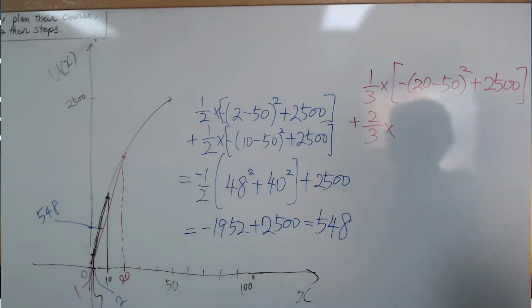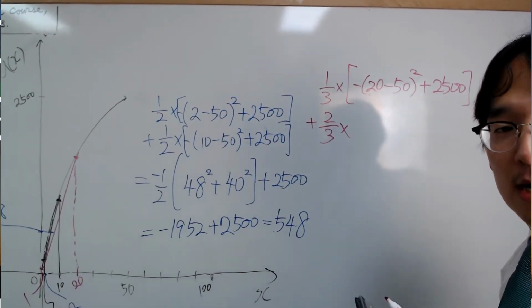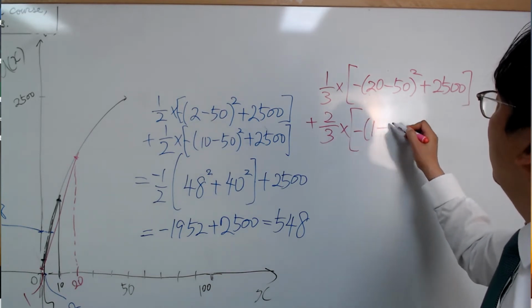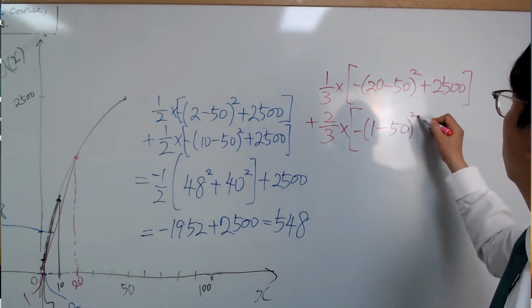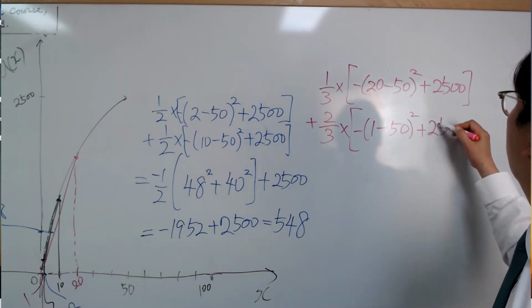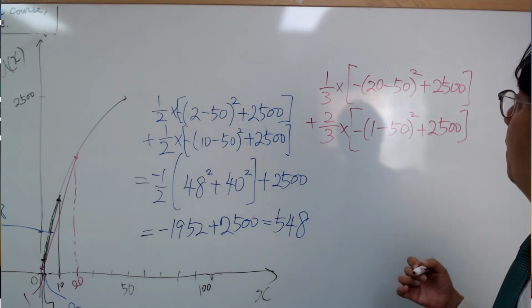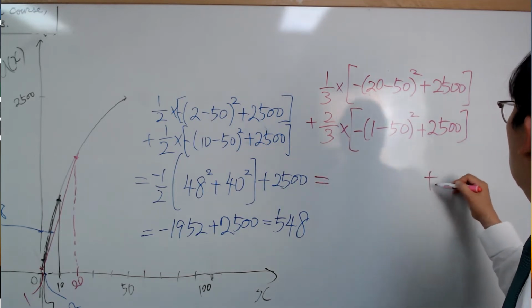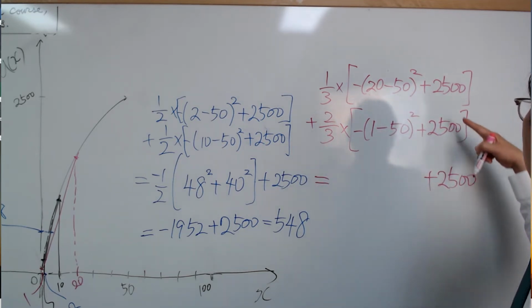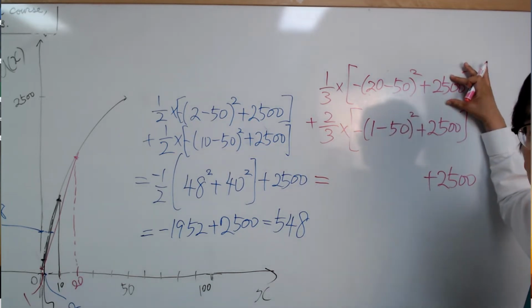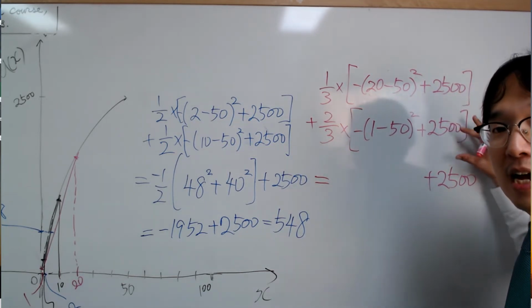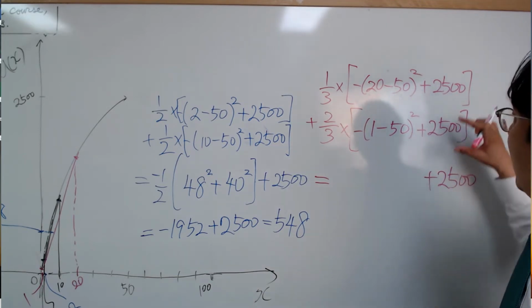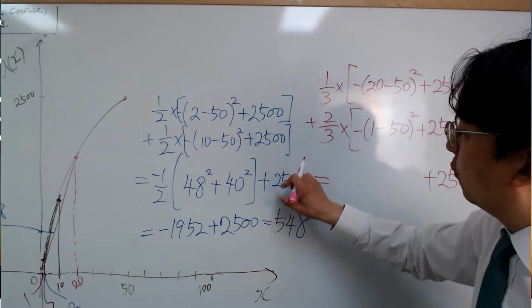Make sense? Like that. And then 2/3, that's 1 minus 50 squared plus 2500. Right? If you do the math, you will realize that it's going to be 2500 here again, because you have 1/3 of this guy and 2/3 of the same guy, and then you will end up with the identical guy. Okay? That's that.